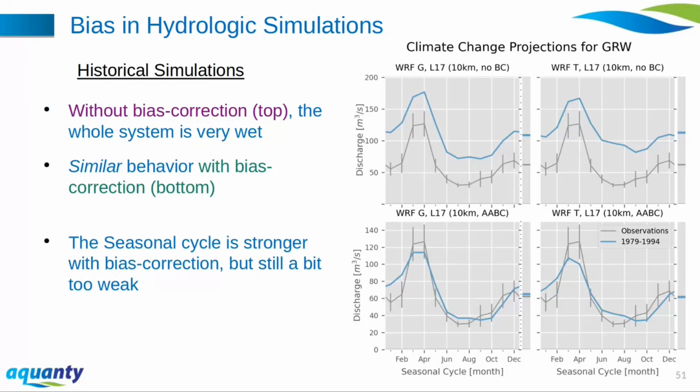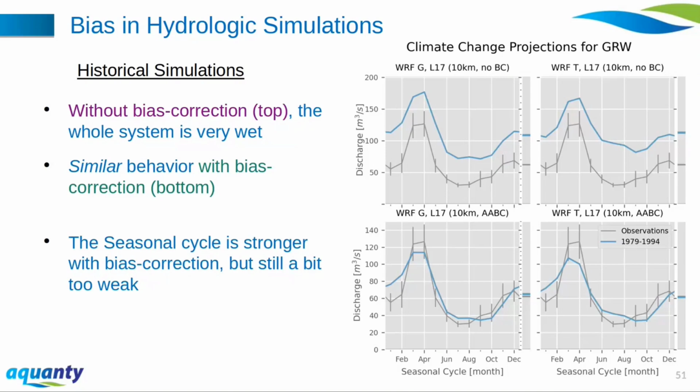The top row is without bias correction, and the bottom row is with bias correction. So without bias correction, it's pretty evident that both of them are too wet, right? For the T configuration, you might have expected it to be even wetter, but there's a compensating error in that the precipitation bias is compensated by a relatively large PET bias as well, because it has too strong solar radiation, essentially too little cloud cover.